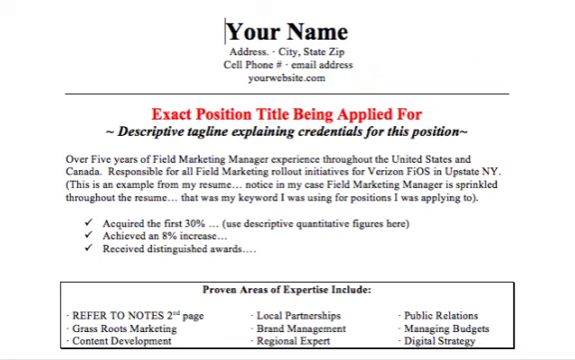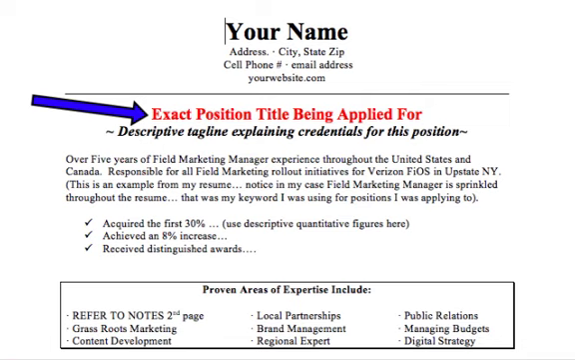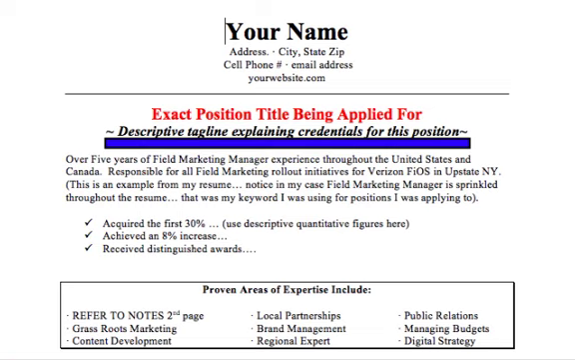Underneath that in the red writing, we see the exact position or title being applied for. You want to make sure that the resume you're putting out there matches up with the position you're applying for. It lets that recruiter or hiring manager know that you're not just mass submitting these resumes. Obviously, the one on your website, if you choose to post one there, is going to be a little more generic. Underneath that, we have the descriptive tagline explaining credentials for this position. It's just your little tagline of why you think you're a great candidate, and make sure it fits within that line. You don't want something that goes on too far.